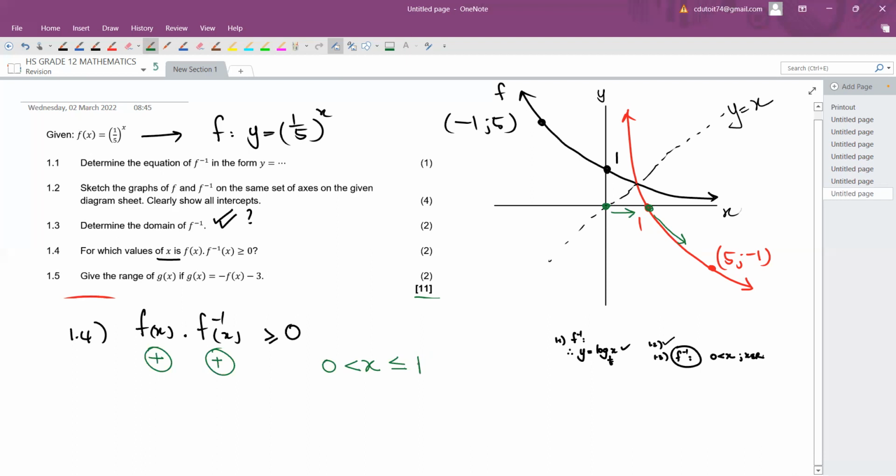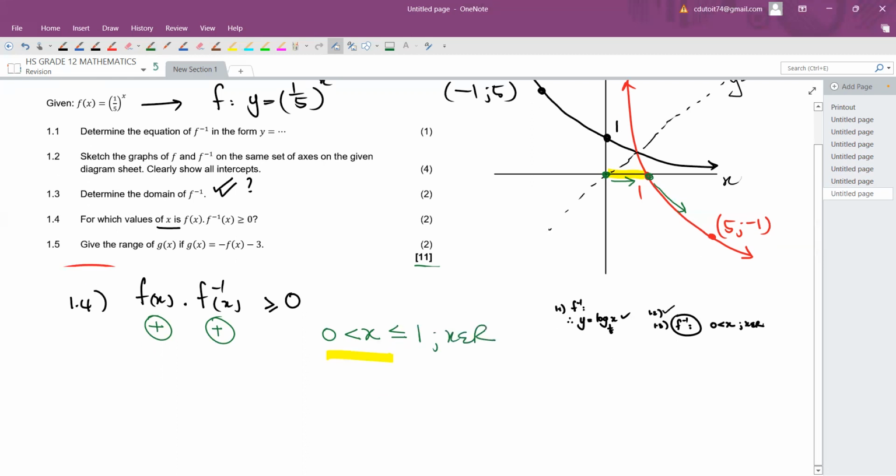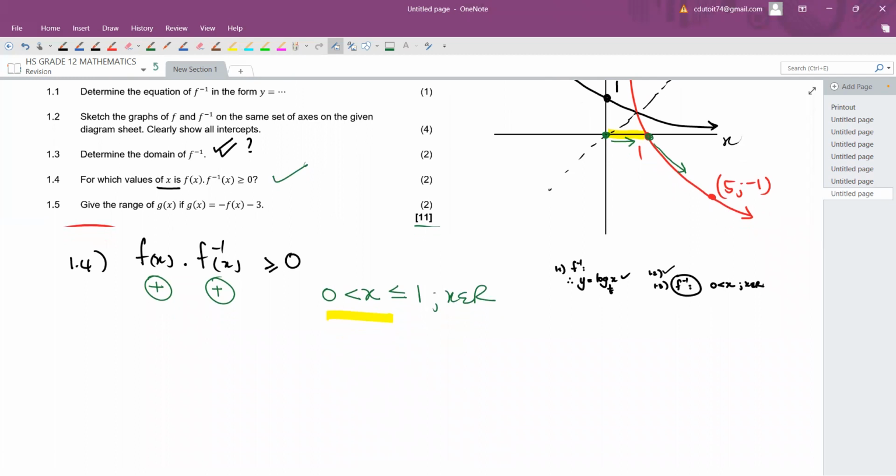Can you see that? It's this little section here. In this yellow section, both graphs have positive values or are above the x-axis. Anything lower than that, I don't even have a red graph. And then anything after 1, the red graph is negative. And there's no scenario where both graphs are negative. So this is the only place. And you're allowed to add that we are talking about real values. So that's done. And now they're trying to give something difficult, probably 1.5.